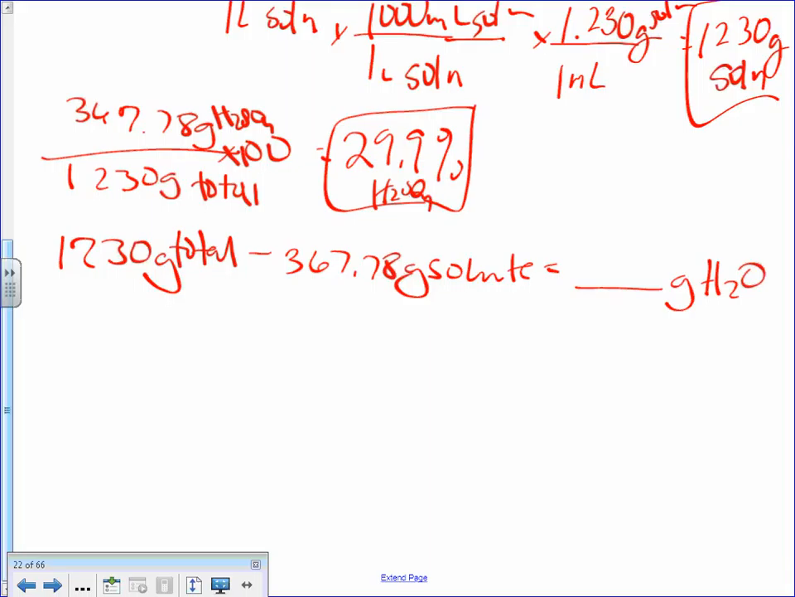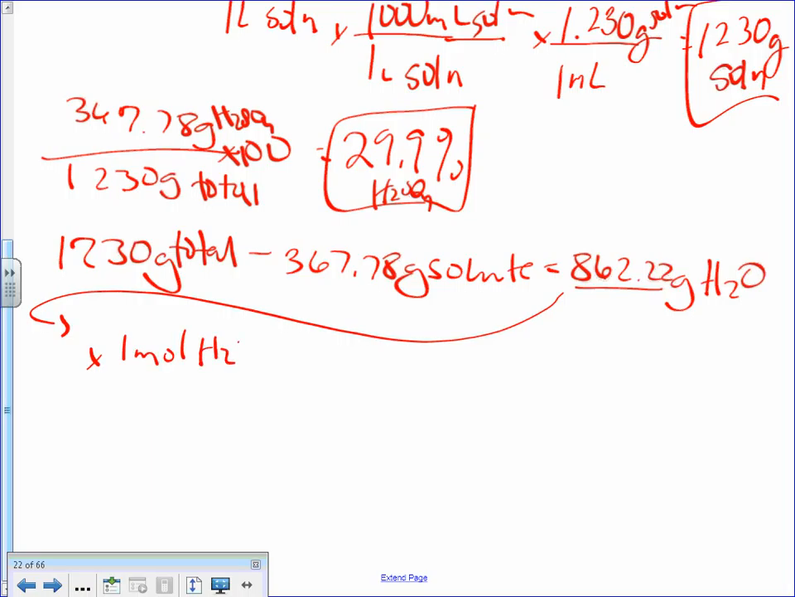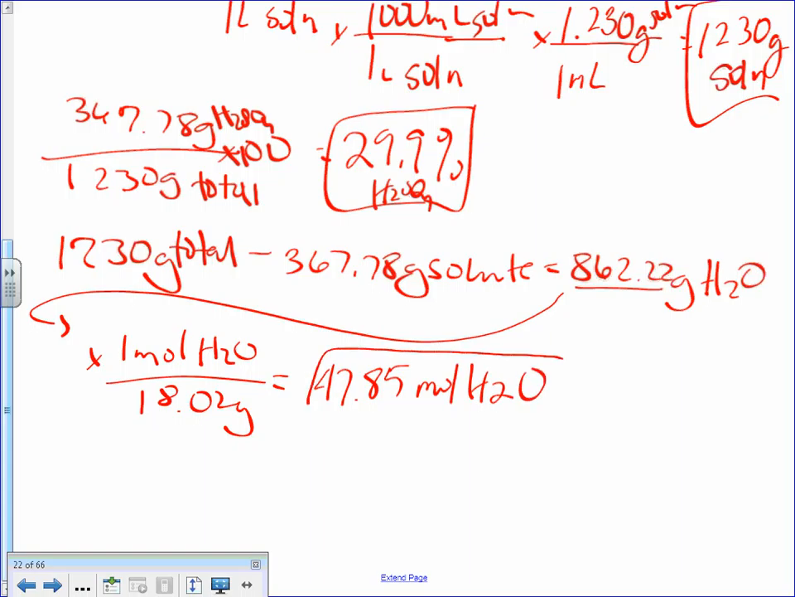1230 minus 367.78 gives 862.22 grams of water, and you can then take that to moles of water. 1 mole of water per 18.02 grams of water gives us 47.85 moles of water. Circle and label it, because you will forget what these numbers are representing.